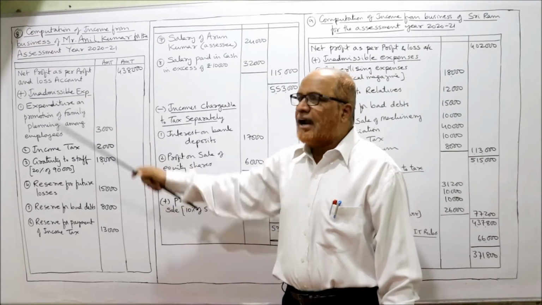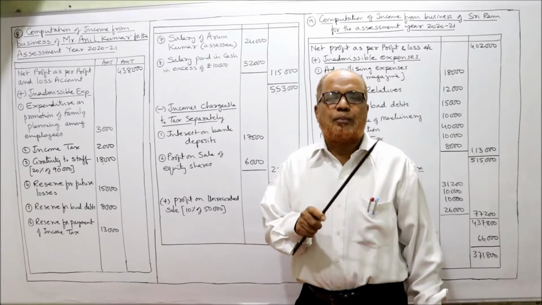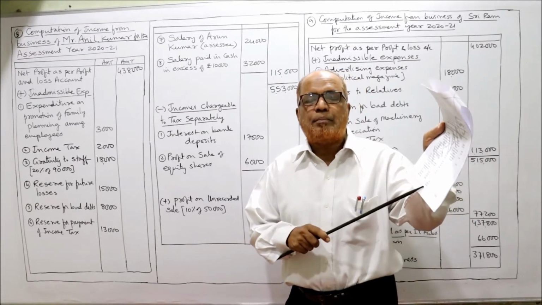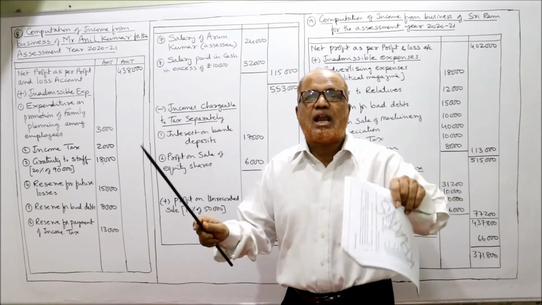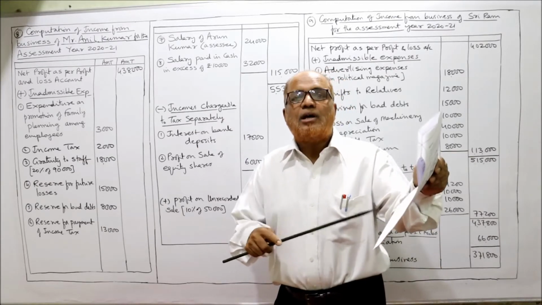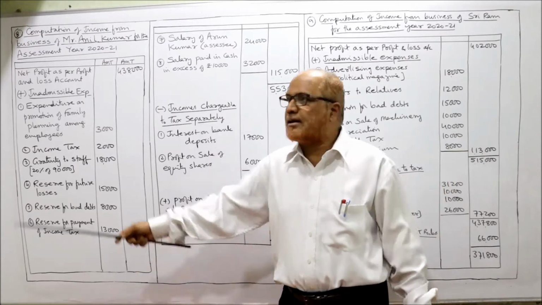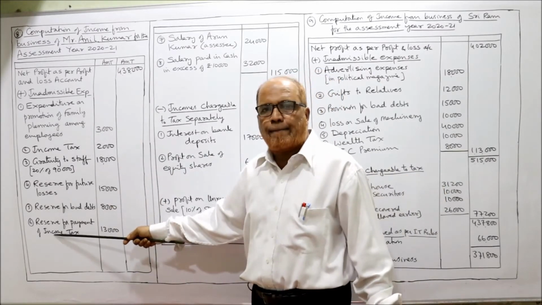So we add inadmissible expenses. These are the expenses which are debited to profit and loss account, but the Income Tax Act has disallowed them, not allowed. So we have to see the debit side: which are the items which are specifically disallowed by the Income Tax Act? Those items we add back.